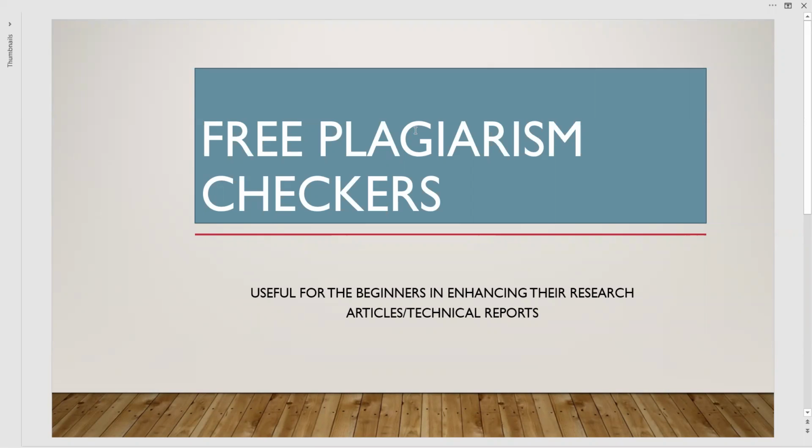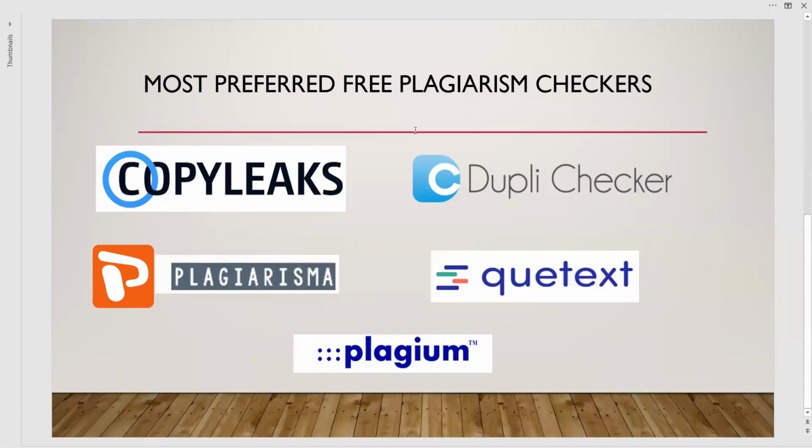Now we are about to see what are the free plagiarism checkers that are available online that are very useful for the beginners to improve or enhance their essays, research articles, technical reports easily. Now I would like to show you the most preferred plagiarism checkers online. These are the most preferred ones: CopyLeaks, DupliChecker, Plagiarisma, Qtext, and Plagium.